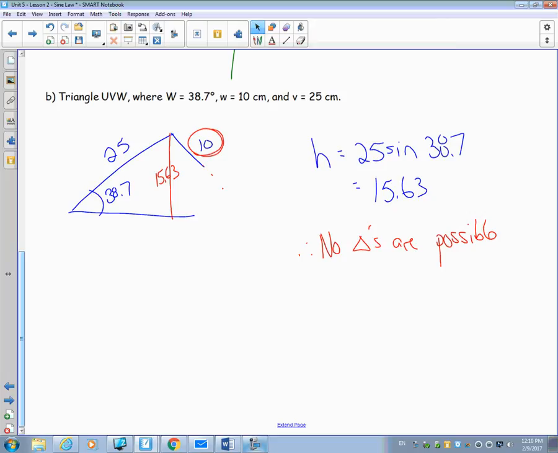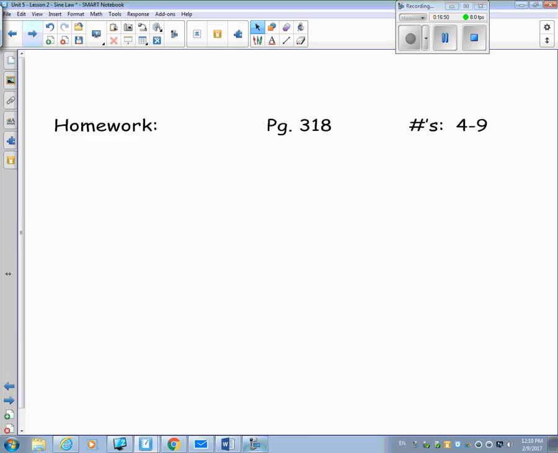Okay, so there's our sine law. So the math part's the same. The problem is now, how many triangles do we have? Okay, try the homework.